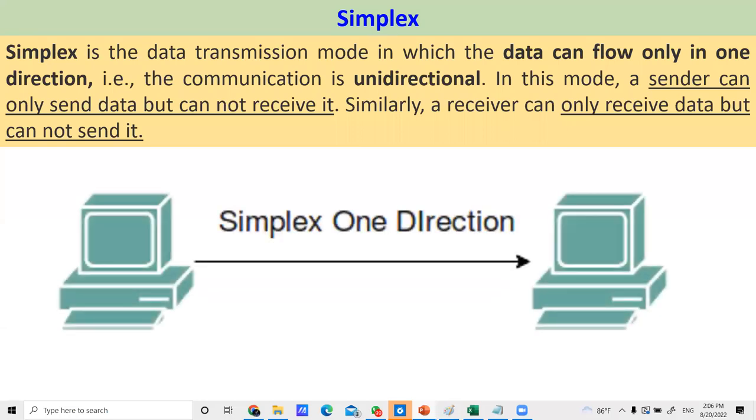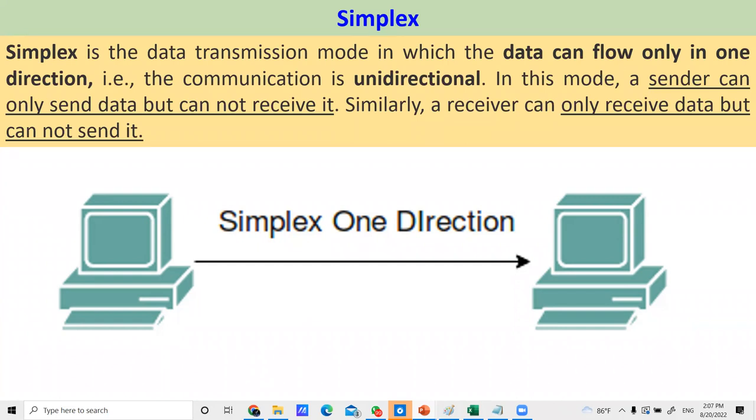Look at the diagram here. Look at the arrow. The arrow indicates the direction from left to right. Data always travels from left to right. What are the examples? Where can you think this type of transmission happens? Can someone tell me an example for simplex? You can remember, we discussed all of these things earlier. I think this is not new for you. Last semester, we did that subject.